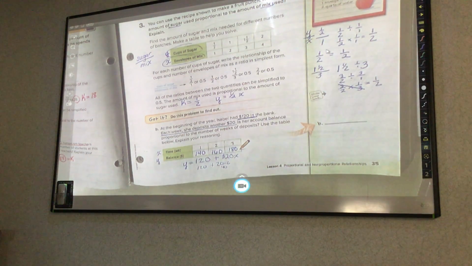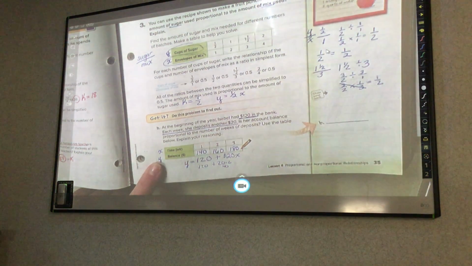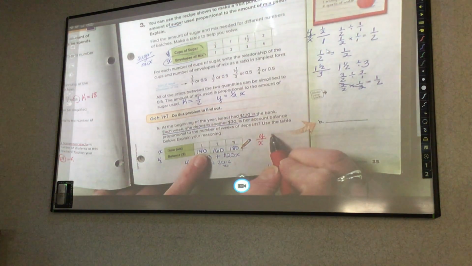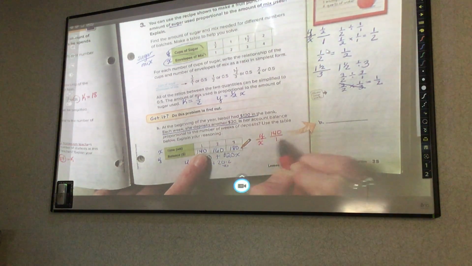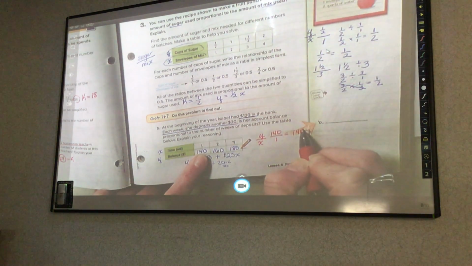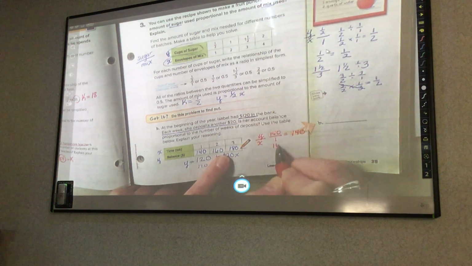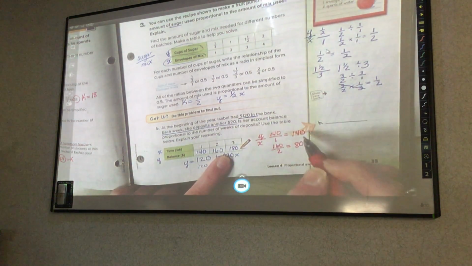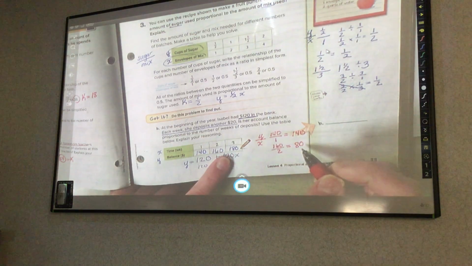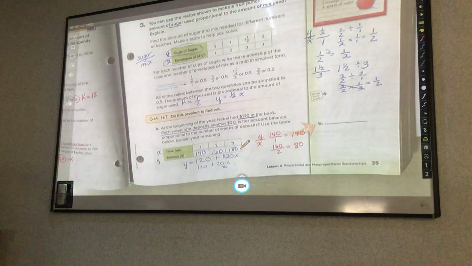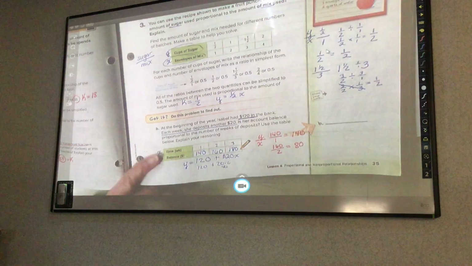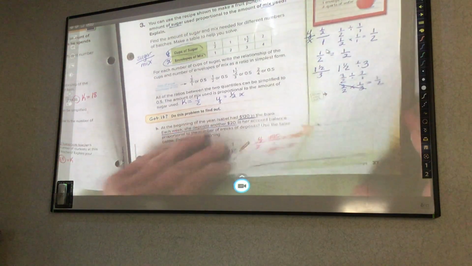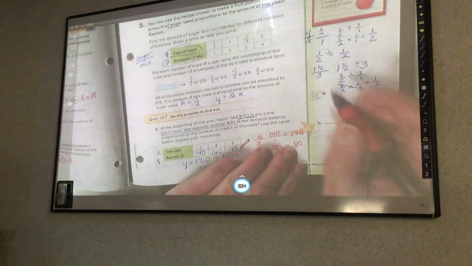Now let's see if they're proportional or not. It is always y over x. So I do 140 over 1 is 140. 160 over 2 is 80. Do those match? No. So is it proportional? No, because they don't have the same constant. Yes, you would say non-proportional.